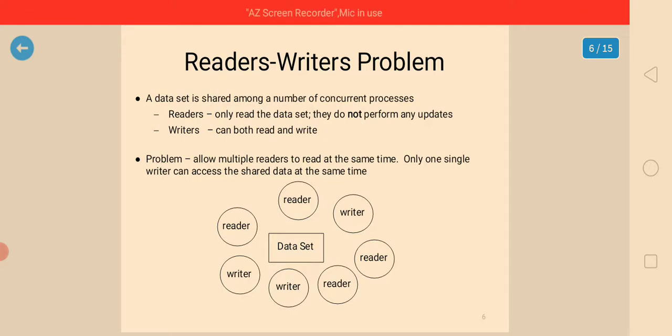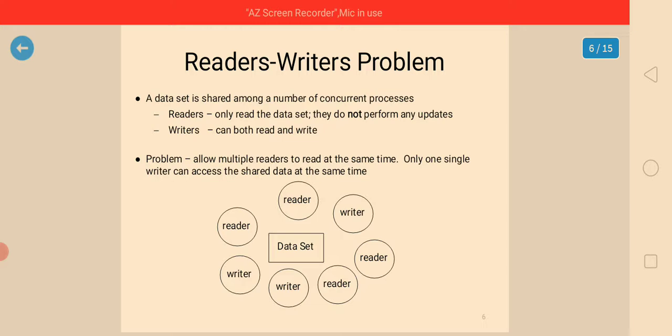Next is the readers-writers problem. In this problem there are some processes called readers that only read the shared data and never change it.